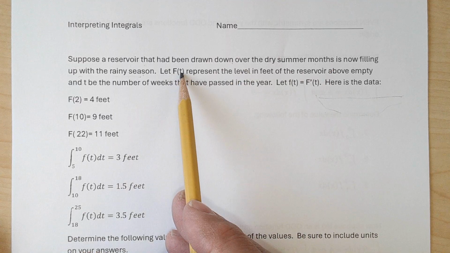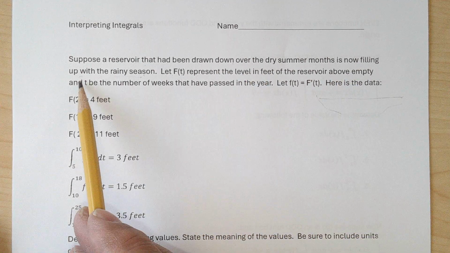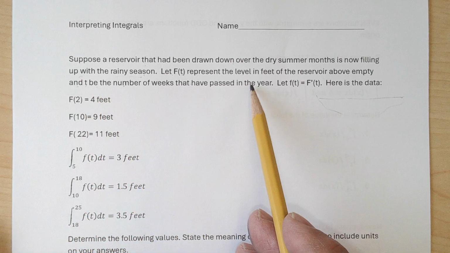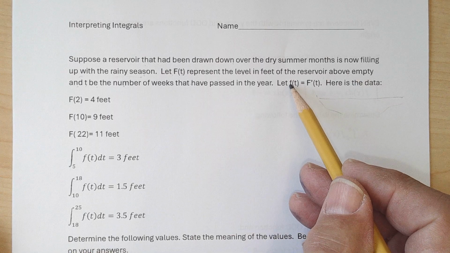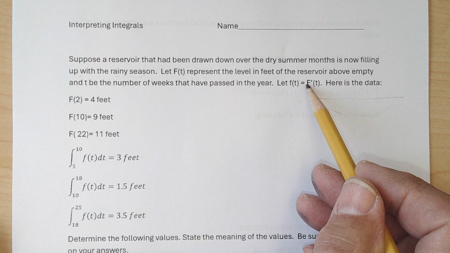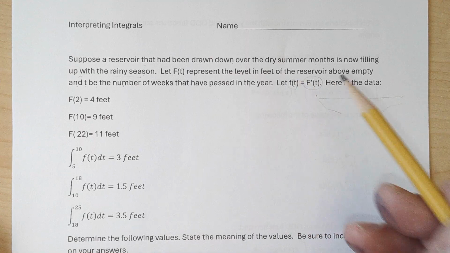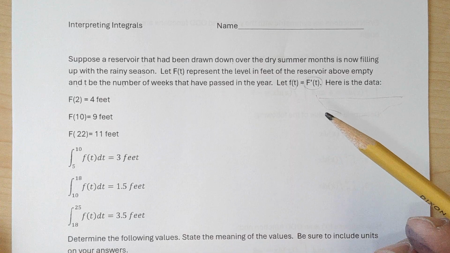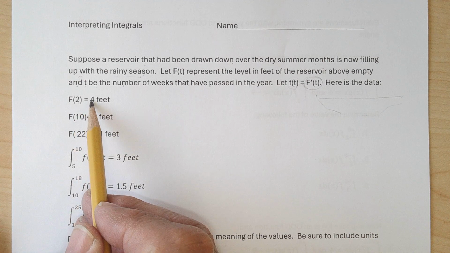Let f of t represent the level in feet of the reservoir above empty, and t be the number of weeks that have passed in the year. And then little f of t is the derivative of the height. So, little f is the change in the depth. So, this says after 2 weeks, the height was 4 feet above empty.